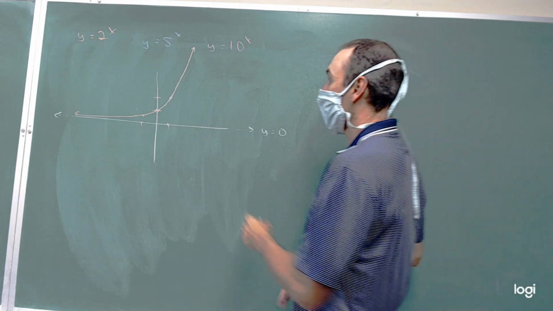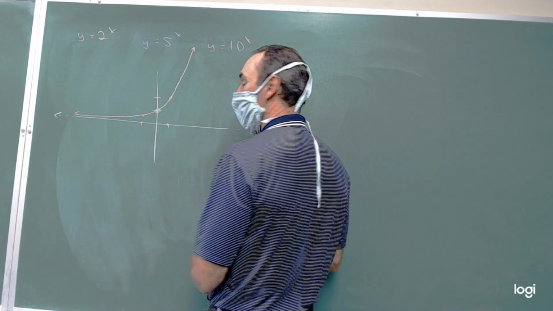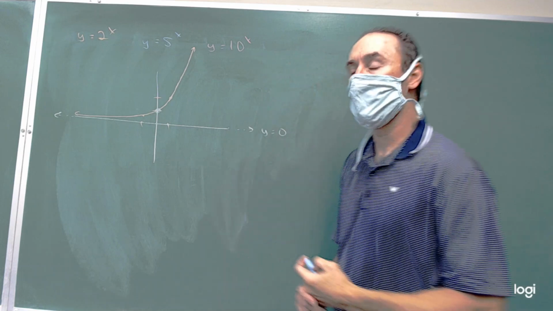Now 5 to the x, when you plug in 0, it's going to share that 0, 1, so it also goes through that point.